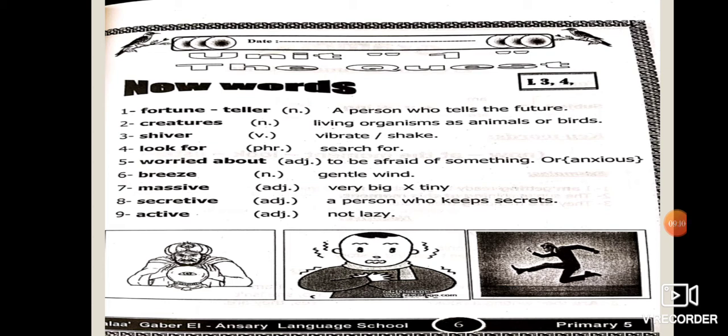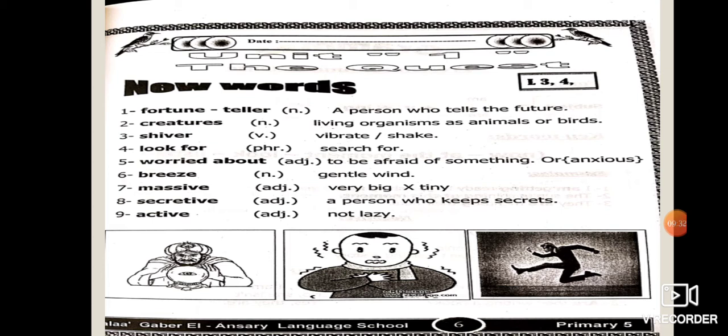A lazy person doesn't like to do things, or makes his things slowly. So the opposite of active is lazy, but the meaning of active is not lazy. Do you understand? Now we can look at the three pictures down.